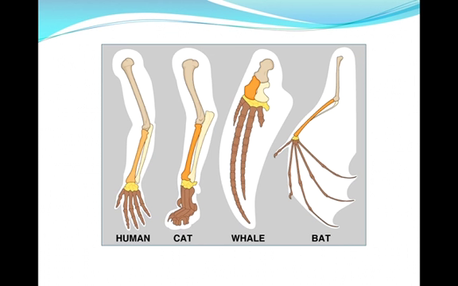If you look at human, cat, whale, and bat, you can see down here, let's see, does this allow, oh, laser pointer, how about that, nifty? Down here, you have the phalanges, okay, which are our fingers.